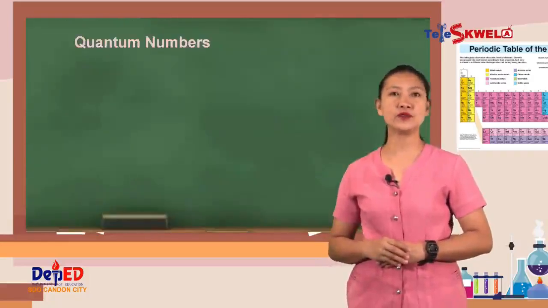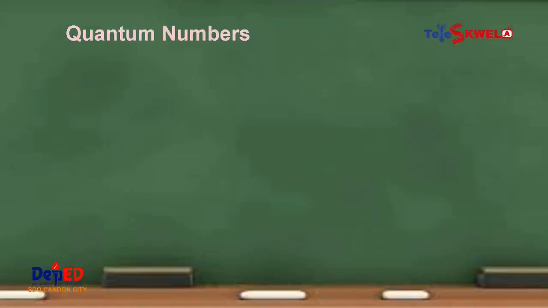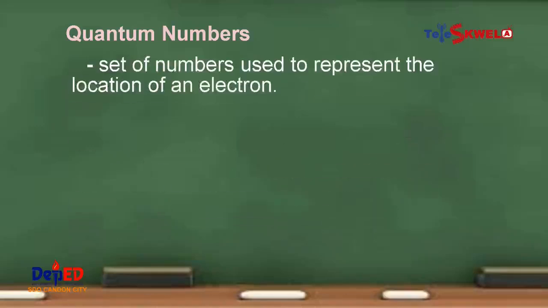What are quantum numbers? Quantum numbers are a set of numbers used to represent the location of an electron. The number gives the address of an electron in an atom.